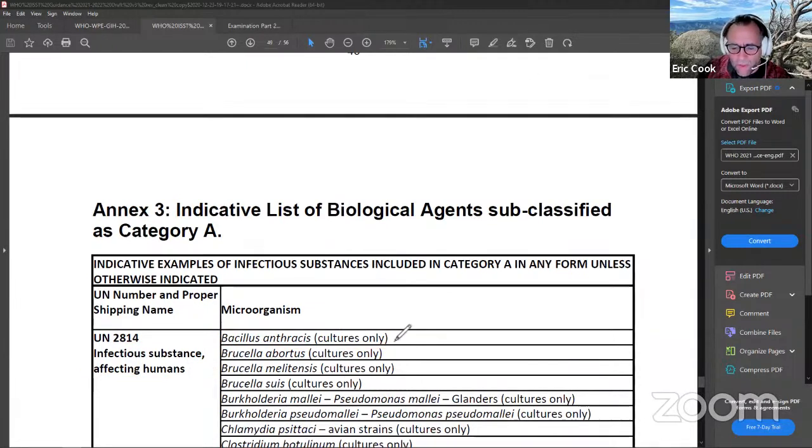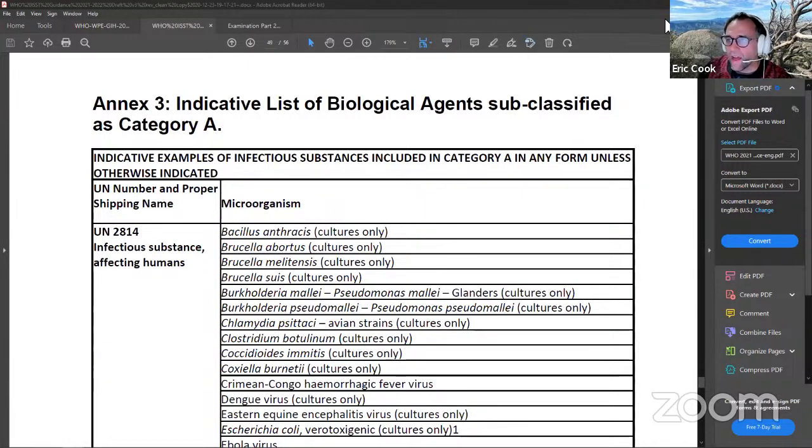And if we scroll down, most of these are cultures only, cultures only. But as we look down, there's one here, Crimean-Congo hemorrhagic fever virus. You'll notice there's no cultures only after this. So what that means is Crimean-Congo hemorrhagic fever virus is so dangerous that even in low concentrations, even in patient specimens, even in cases where you suspect it may contain Crimean-Congo hemorrhagic fever virus, it is category A no matter what. Whereas Bacillus anthracis, at the top of the list, is only category A when it is in culture form. If it's not in a culture form, then it is considered category B.